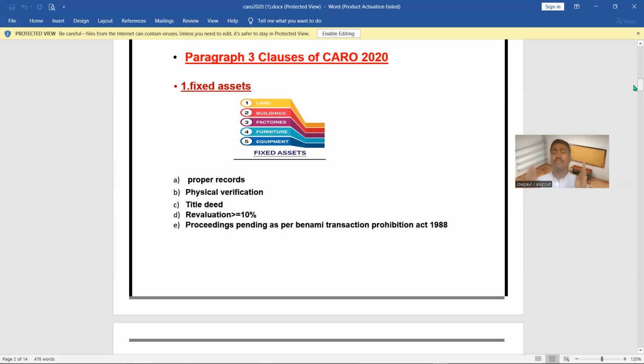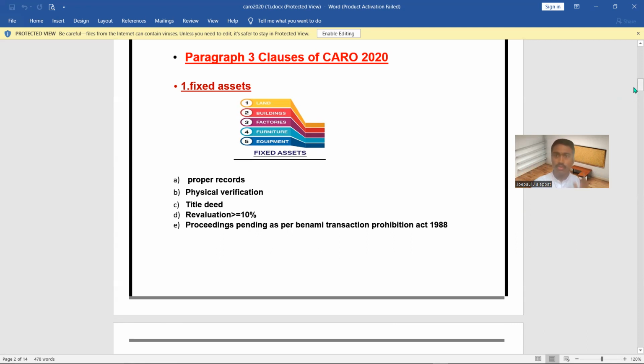Let me explain that with the help of an example. If you have machinery with 1 crore value, and it is revalued to 1 crore 20 lakhs, see, there is a difference of 20 lakhs. It is 20%, guys. So you have to report that in CARO. That's all. Then, fifth one, if there are any proceedings pending with respect to the Benami Transactions Prohibition Act, nothing. You just have to see if there is any Benami property which is under prosecution. You have to report that.